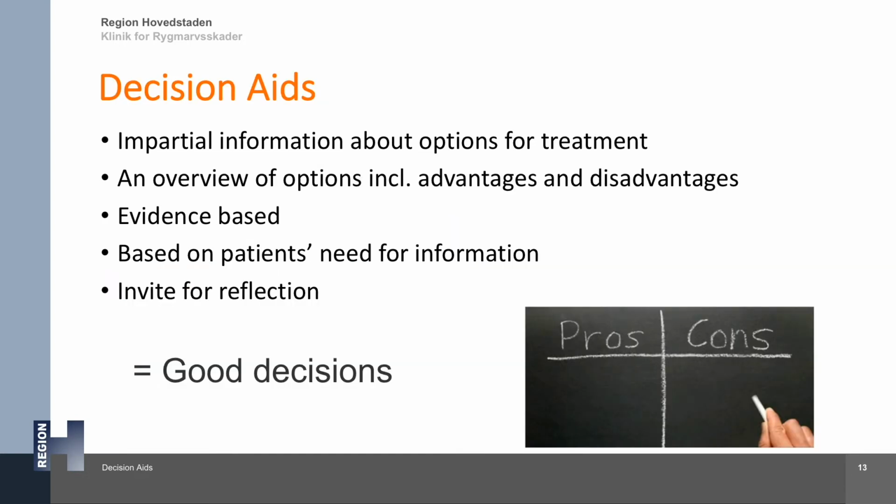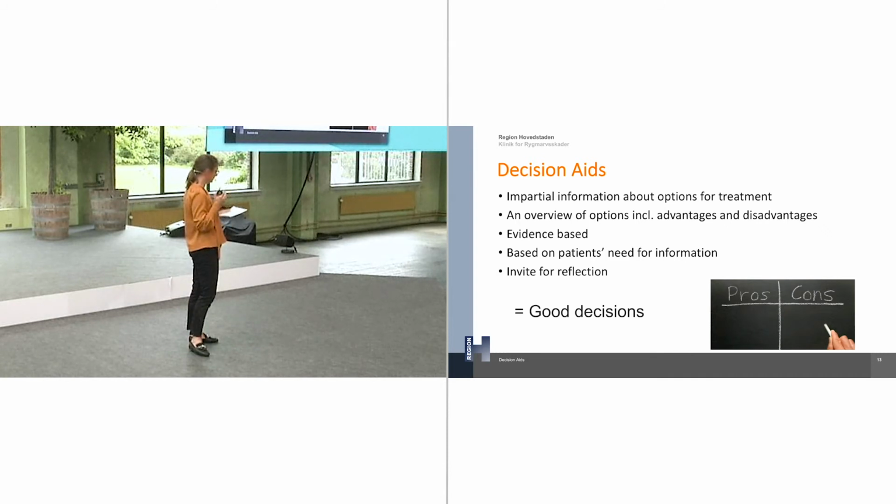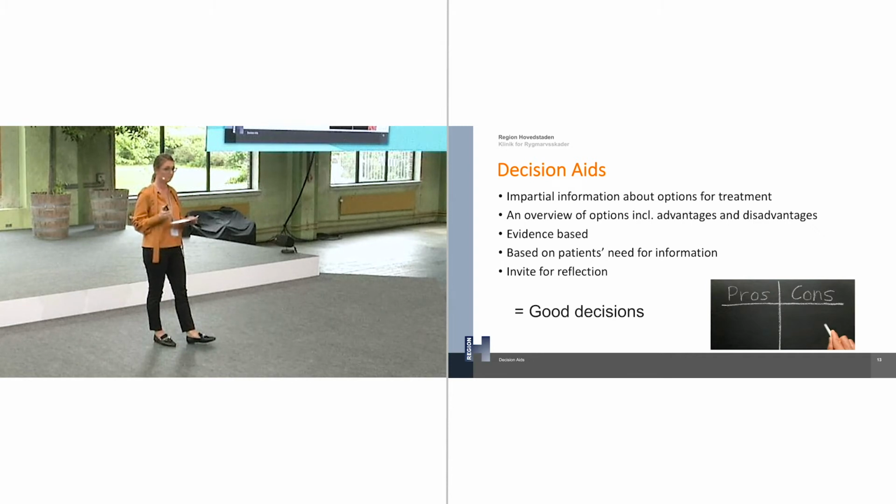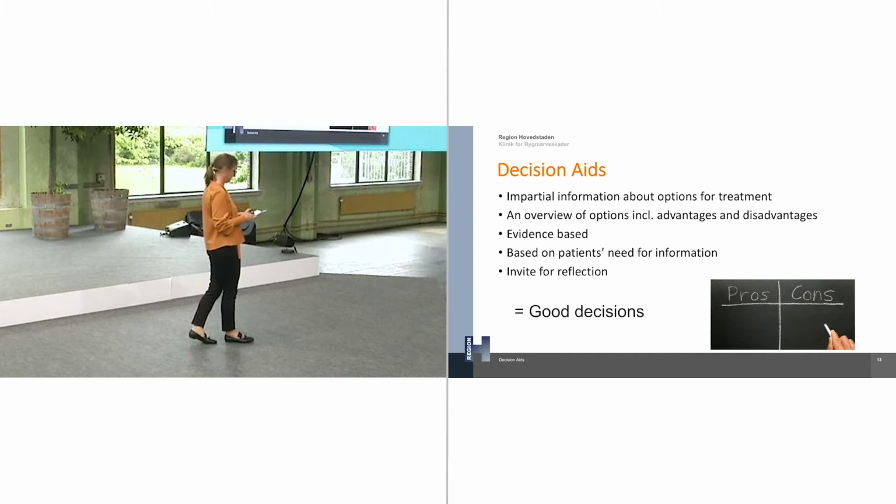Decision aids can give patients impartial information about options for treatment. It can also help the patient with an overview of the options. In our aids, it's possible to compare the options against each other. It presents information, pros and cons, in a clear and simple way. But it's always important to remember that decision aids must be evidence-based. That's our responsibility to make sure that they are.